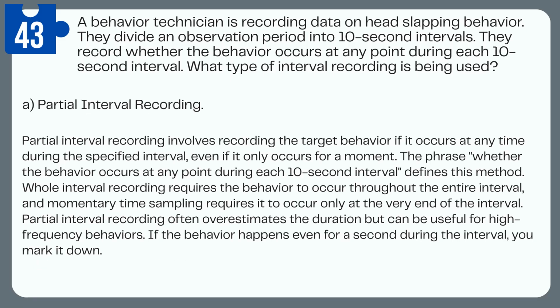Answer: A. Partial interval recording. Partial interval recording involves recording the target behavior if it occurs at any time during the specified interval, even if it only occurs for a moment. The phrase, "whether the behavior occurs at any point during each 10-second interval," defines this method. Whole interval recording requires the behavior to occur throughout the entire interval, and momentary time sampling requires it to occur only at the very end of the interval. Partial interval recording often overestimates the duration but can be useful for high-frequency behaviors. If the behavior happens even for a second during the interval, you mark it down.